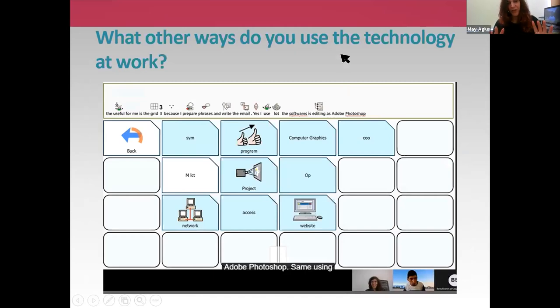And in this photo, he told me that he also uses Adobe Photoshop. So he has on his laptop his Grid 3 software, but also he uses other software that's in his laptop, and he uses the eye gaze controls to access those. So you can see that he is using the same piece of tech to communicate, but also to do elements that are required for his work.